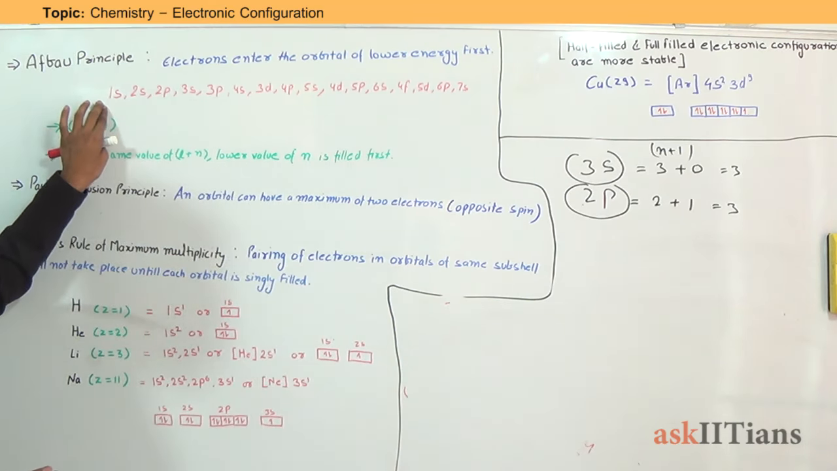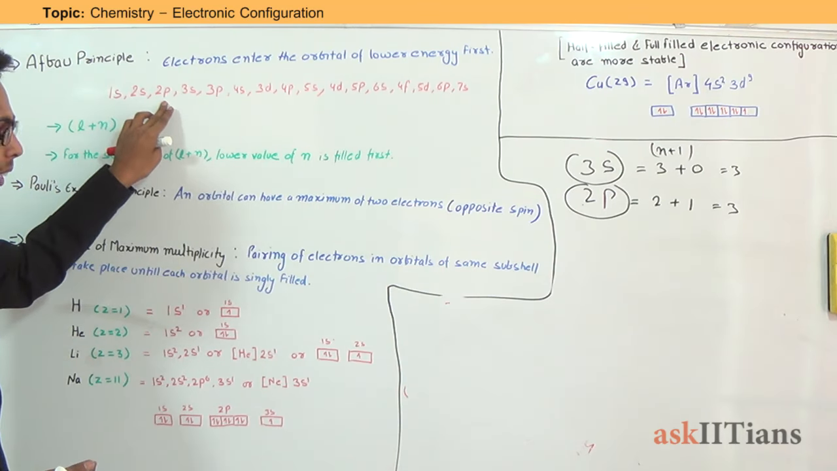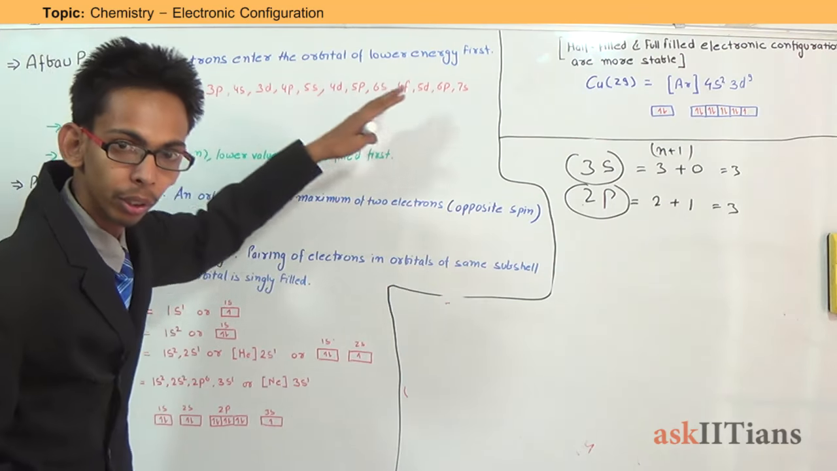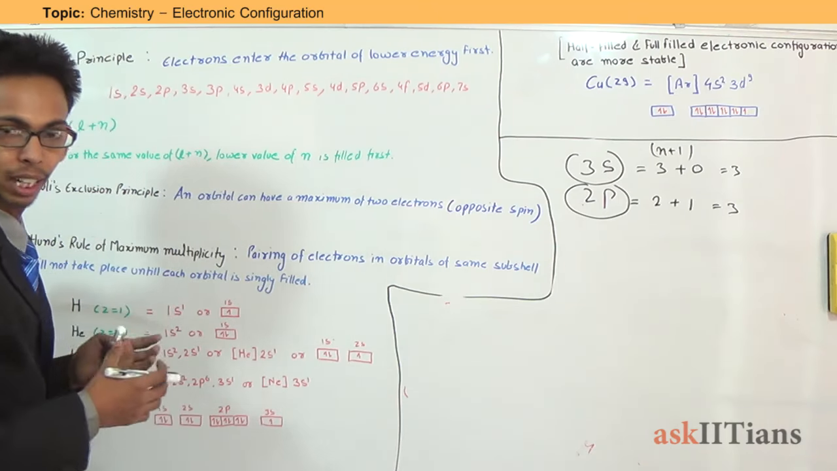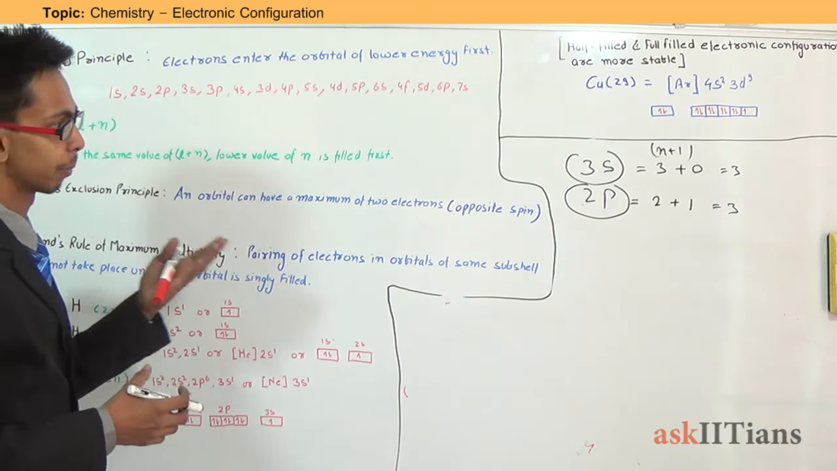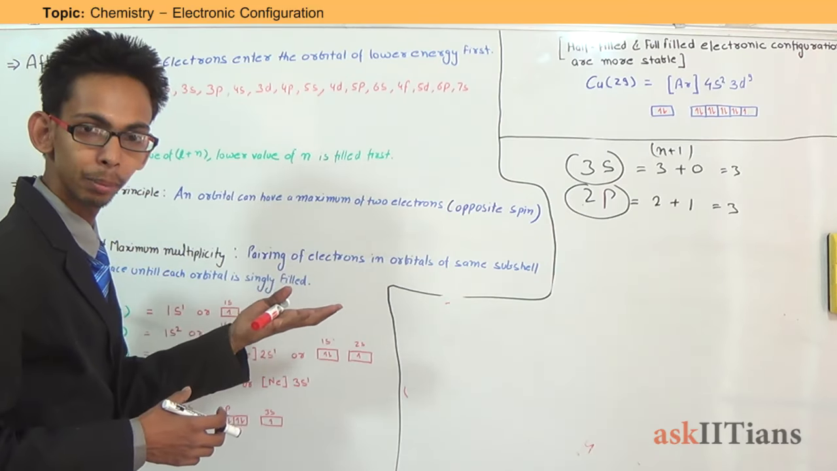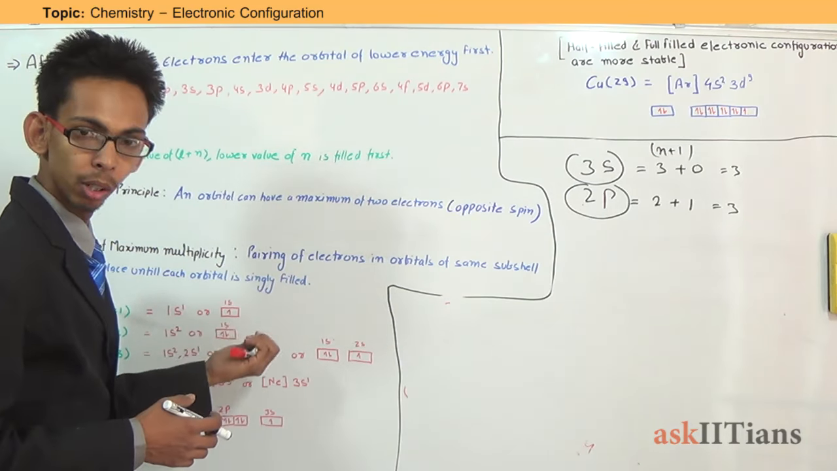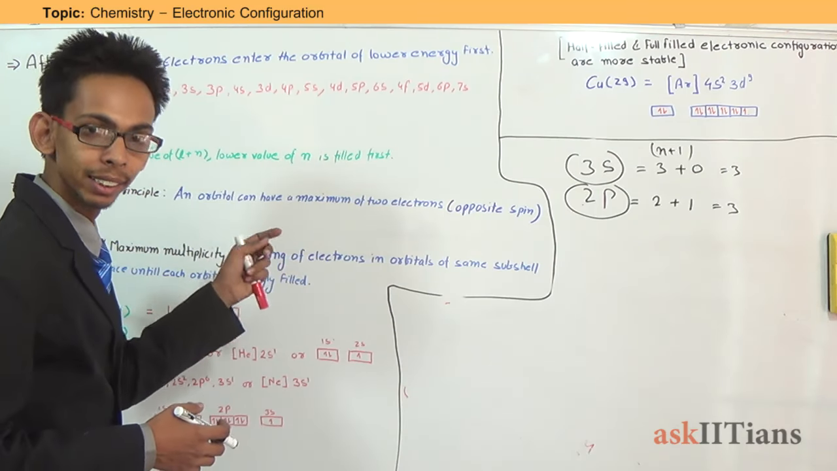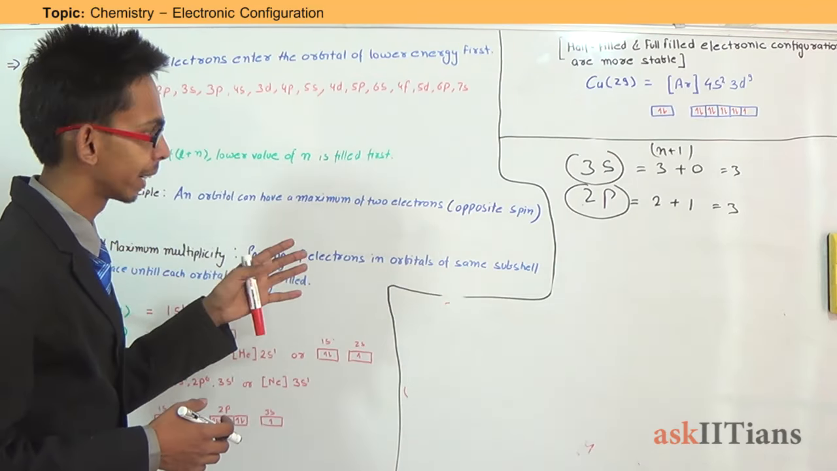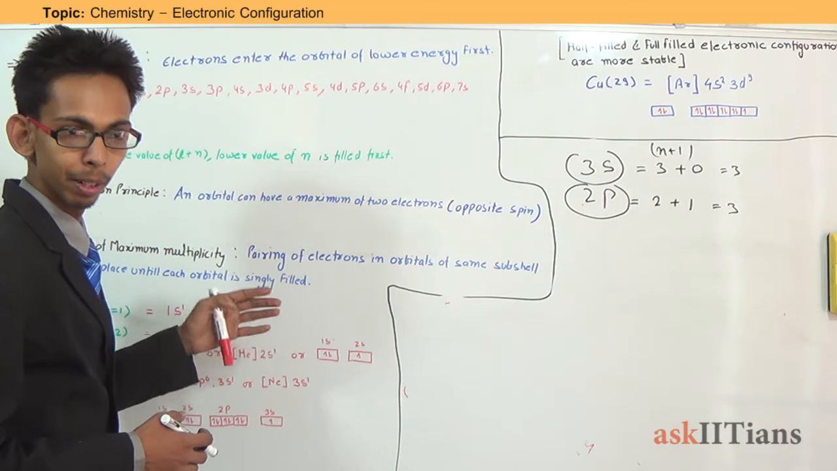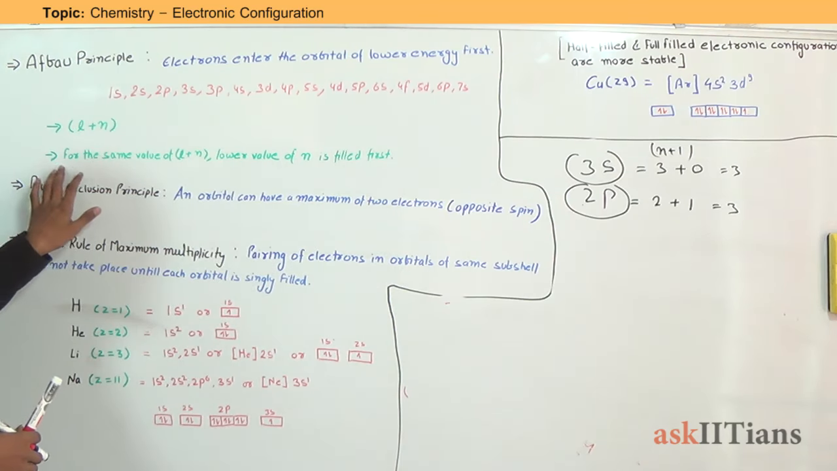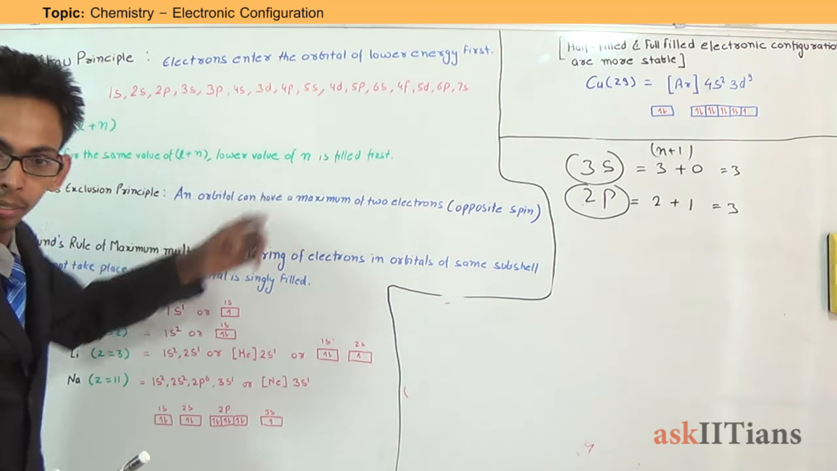First we'll fill 1s, then we'll move to 2s, then 2p, then 3s, then 3p, then 4s, and so on using this particular order. So this was the Aufbau principle, according to which an electron enters the orbital of lower energy first, and this energy is predicted using the n plus l rule. The one which has a lower value of n plus l will be of lower energy. But if the n plus l value is the same for two or more orbitals, then we see the value of the principal quantum number n. The one which has a lower value of n will be of lower energy. That is, for the same value of n plus l, the lower value of n is filled first.